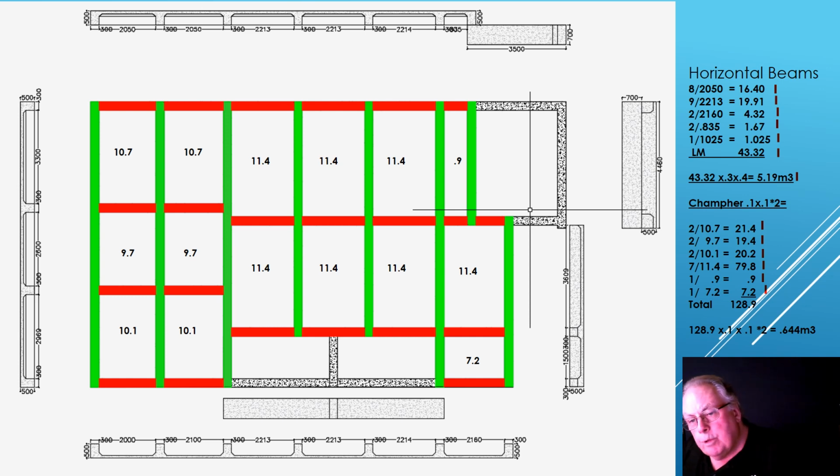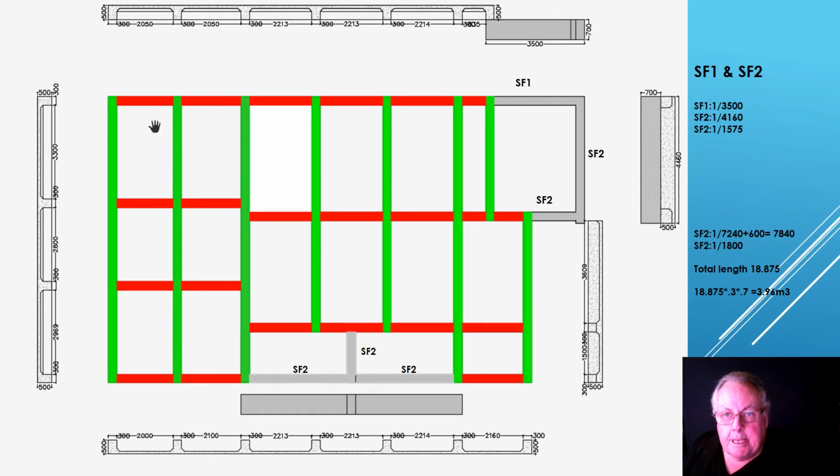And the formula we use for that is we form a square, 100 mil by 100 mil, so 0.1 by 0.1 divided by 2, and that gives us a figure of 0.644 of a cubic meter. And so that means that we've now covered all of the strip footing beams that are 300 by 400. Next slide.